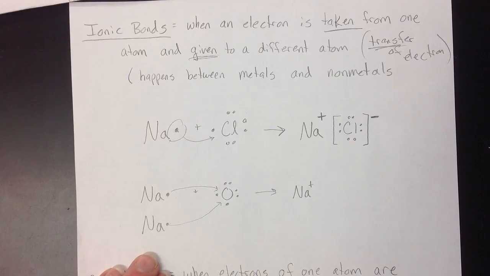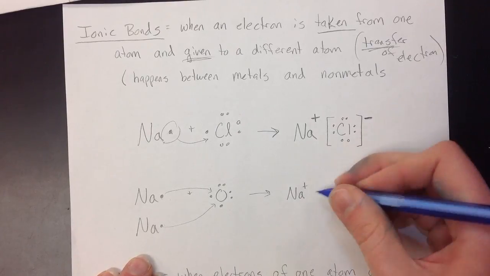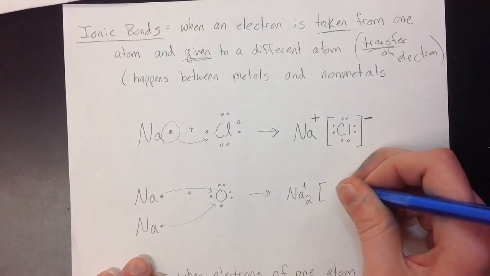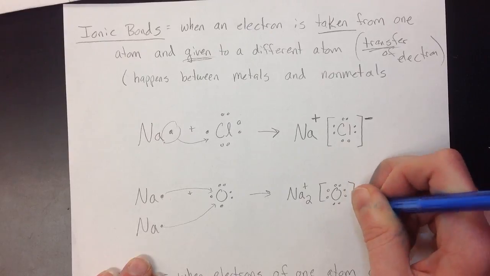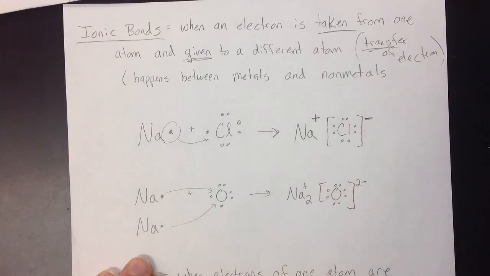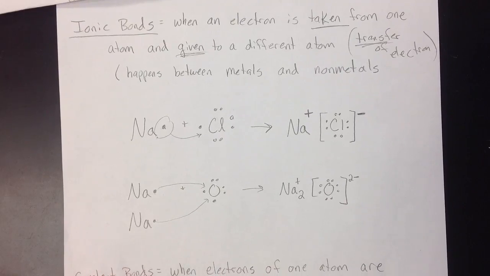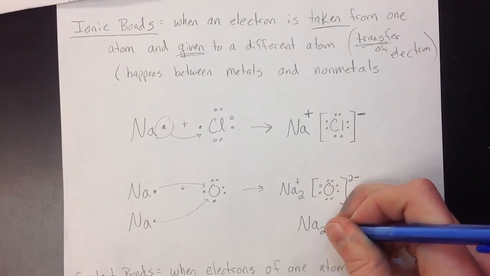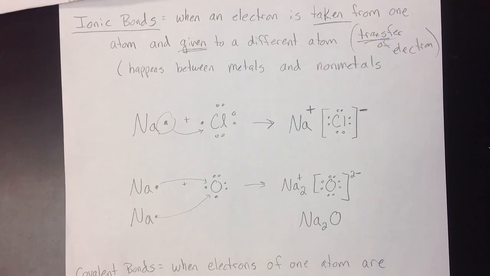I would need 2 of those sodium ions. So I would write it as Na2, because I have 2 of my sodiums. My oxygen now has an octet around it. It has a charge of 2 minus. If I was to simplify this and drop out the Lewis dots, just write the compound formula, it'd be Na2O. And that's what we saw earlier in order to balance those charges.